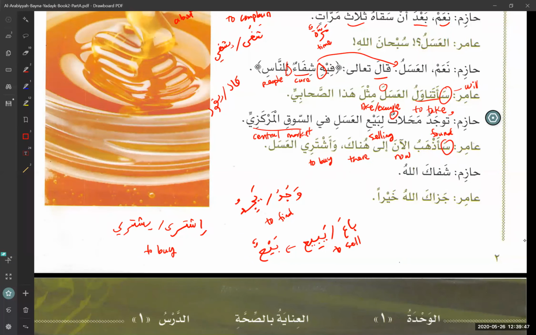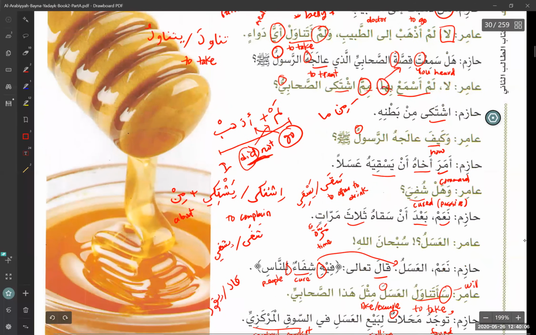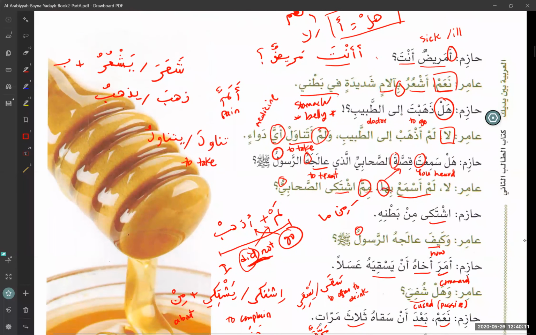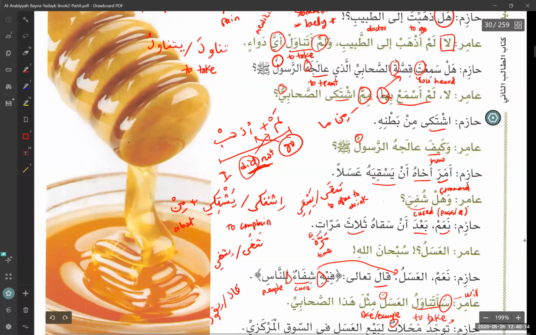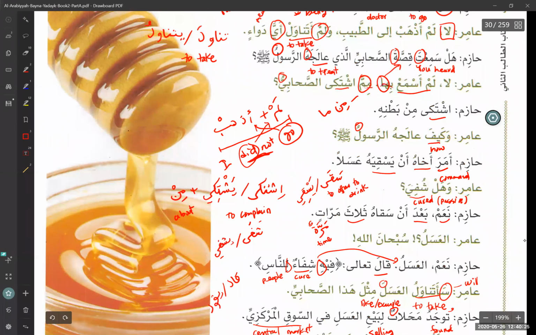Then Hazim said شفاك الله, may Allah cure you. And then Amir said جزاك الله خيرا, may Allah reward you with good. Okay, so overall it's not that complicated. There are just a few complex sentences, but we don't have to master them now. We're just being exposed, and we take them as a translation, and slowly we'll know how some of these sentence structures are formed.